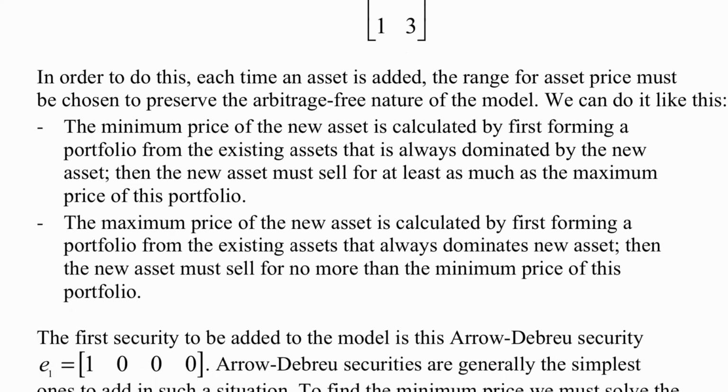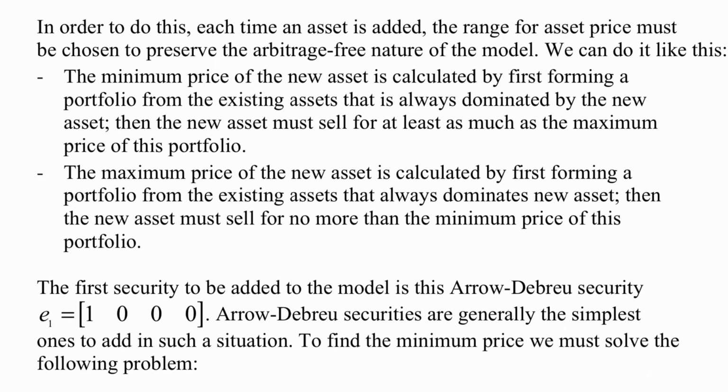In order to do this, each time an asset is added, the range for asset price must be chosen to preserve the arbitrage-free nature of the model. We can do it like this. The minimum price of the new asset is calculated by first forming a portfolio from the existing assets that is always dominated by the new asset.